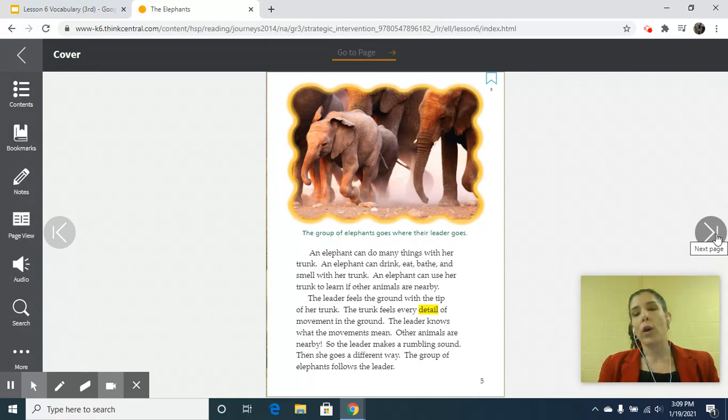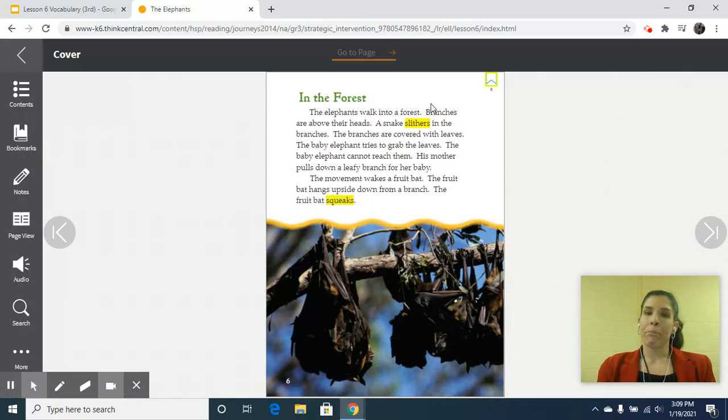So I wonder what's going to happen or what we're going to learn about now moving forward in our story. I wonder what other facts we can learn about with their trunks. So the new subheading is in the forest.